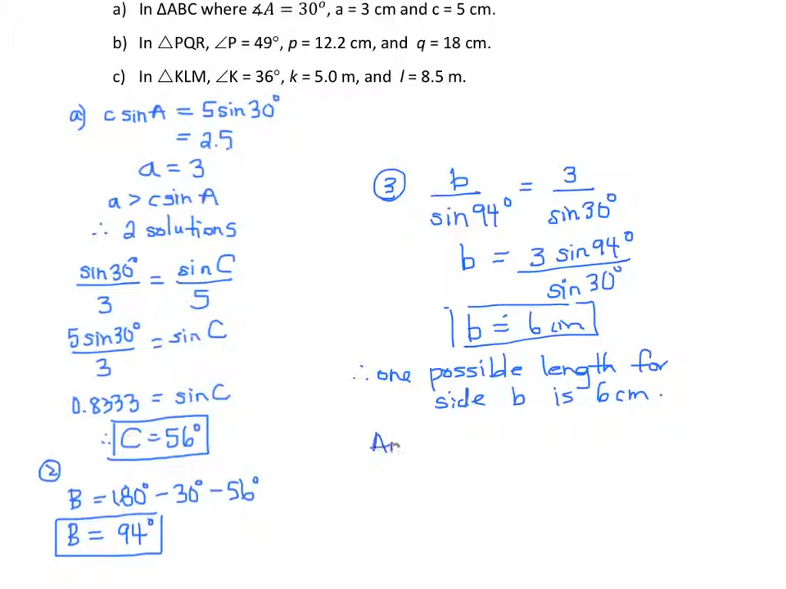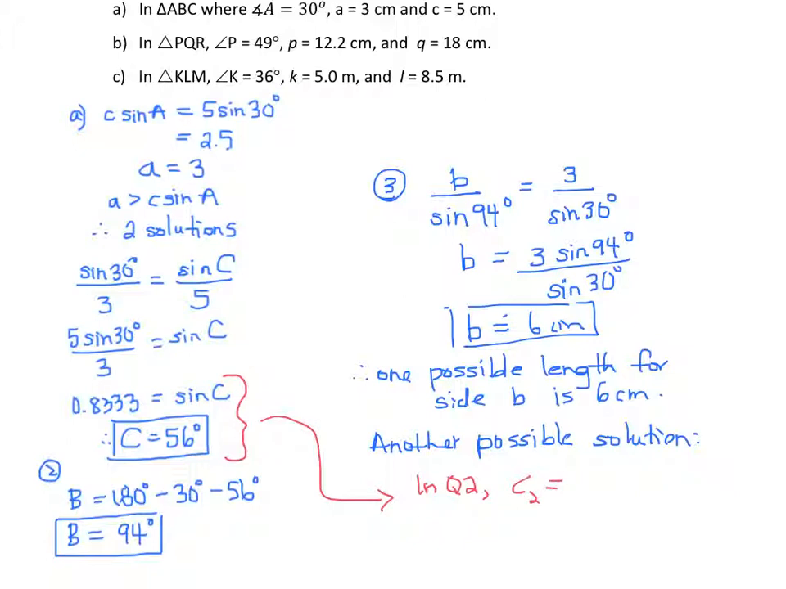Another possible solution is going to be to go back to this stage here and say that there would also be a corresponding solution in quadrant 2. So in quadrant 2, a second value for angle C would be 180 degrees minus 56 degrees. So a second possibility is that angle C is 124 degrees.